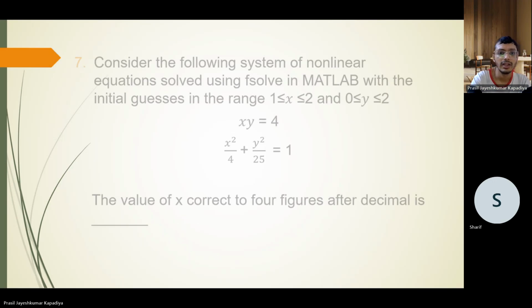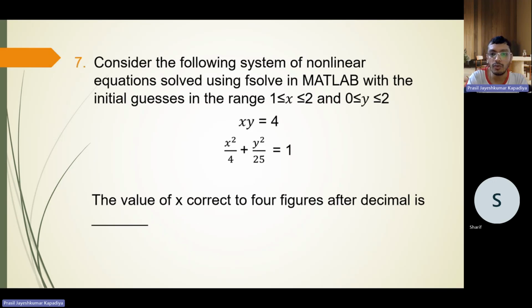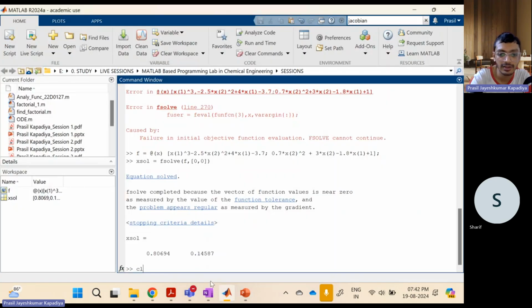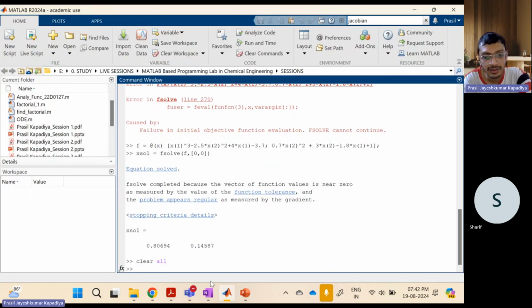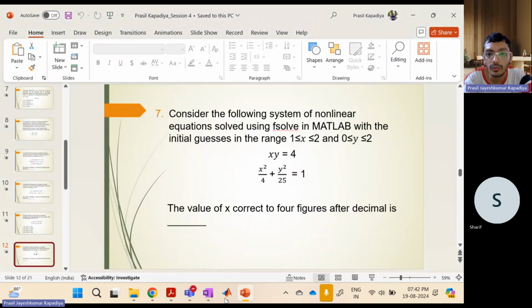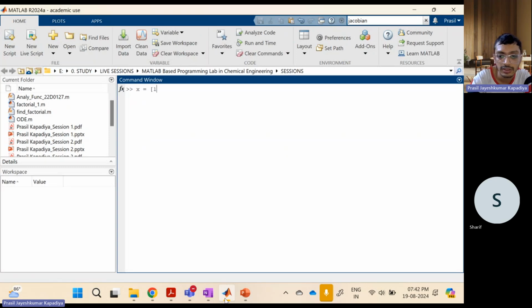Problem 7. xy is equal to 4 and x square by 4 plus y square by 25 is equal to 1. Okay, so can we solve this in some other way? Let's say x is starting from 0 to 1 to 2, right? So let's say 1 colon 0.1 colon 2. I'm plotting it actually. y is equal to 0 to 2, I guess. 0 colon 0.1 colon 2.